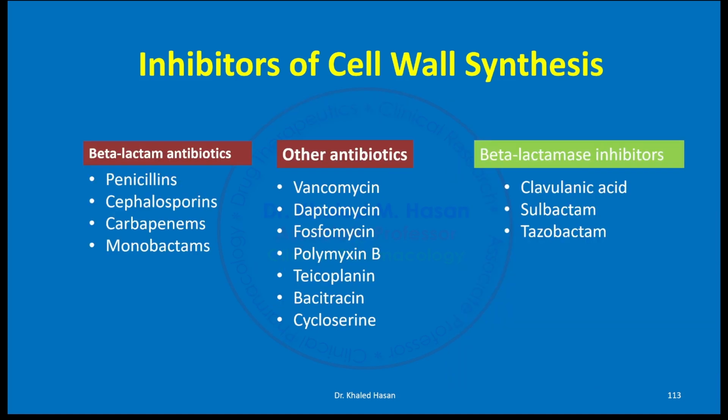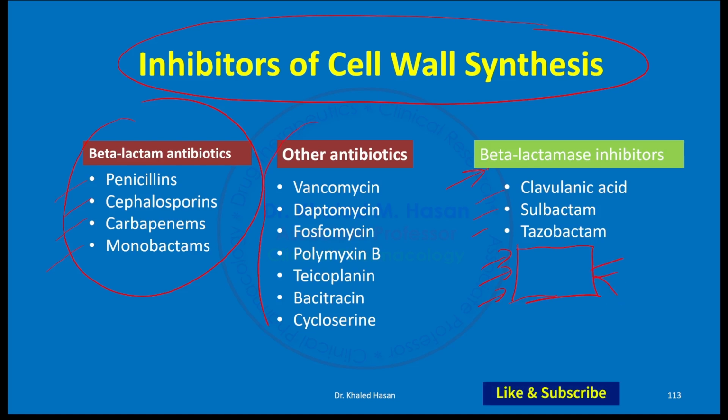Okay, as you can see from the slide here, this slide shows us the group of medications that affect the cell wall synthesis. So we call this group inhibitors of cell wall synthesis. We cover the beta-lactam antibiotics: penicillin, cephalosporin, carbapenem, monobactam. We cover the beta-lactamase inhibitors, clavulanic acid, sulbactam, tazobactam, and we have another three new beta-lactamase inhibitors. We recommend you go back and review them.